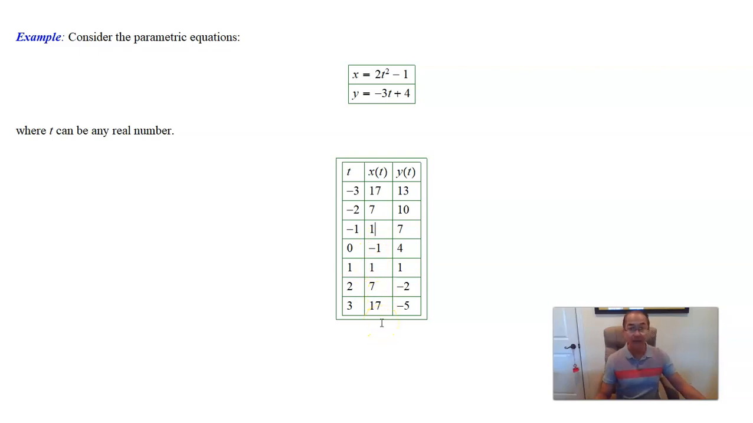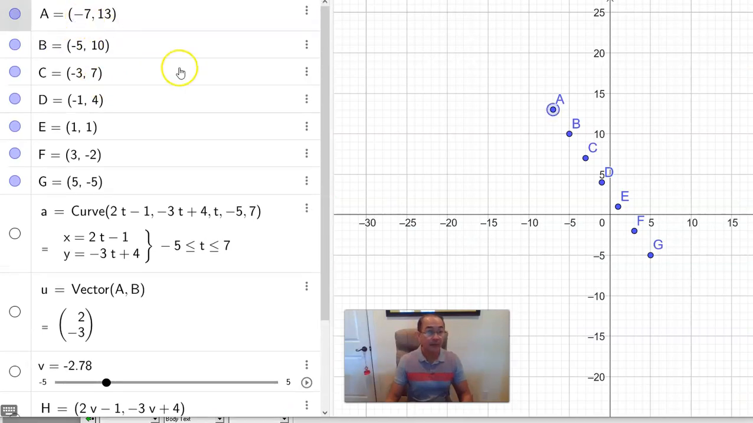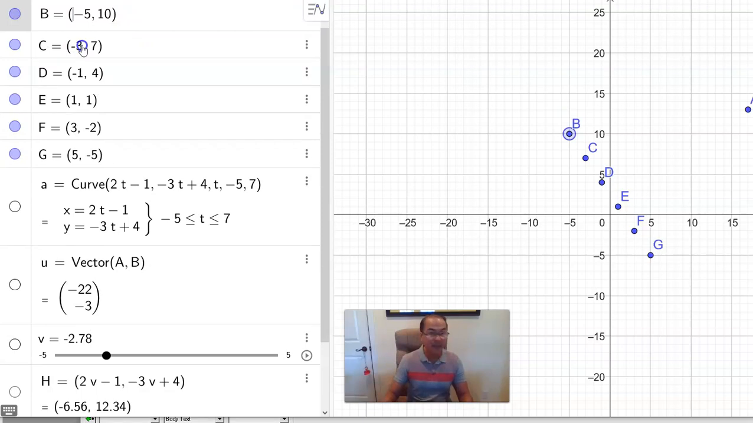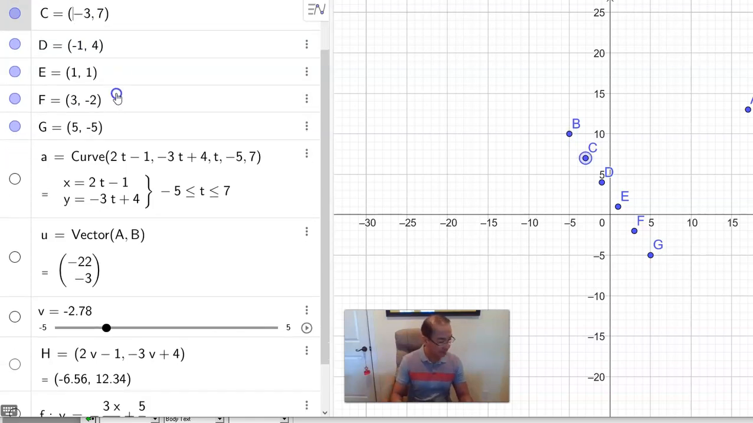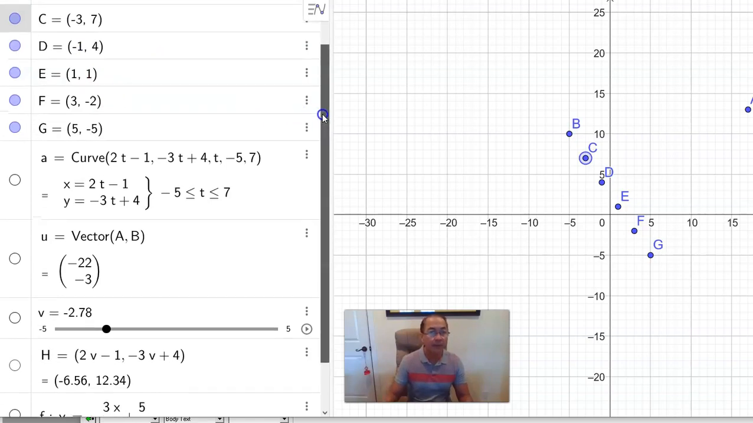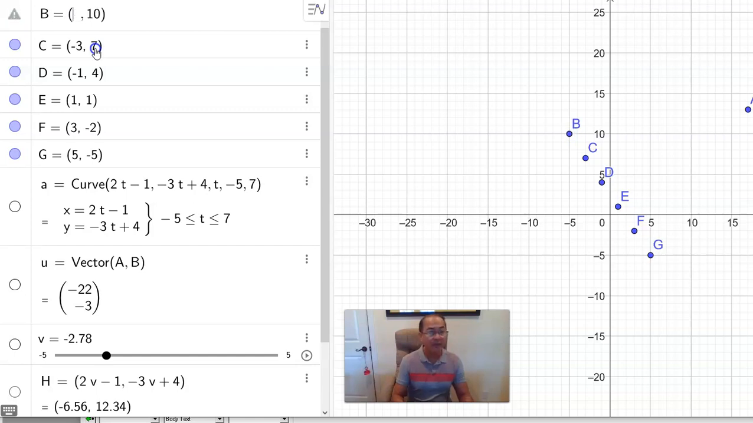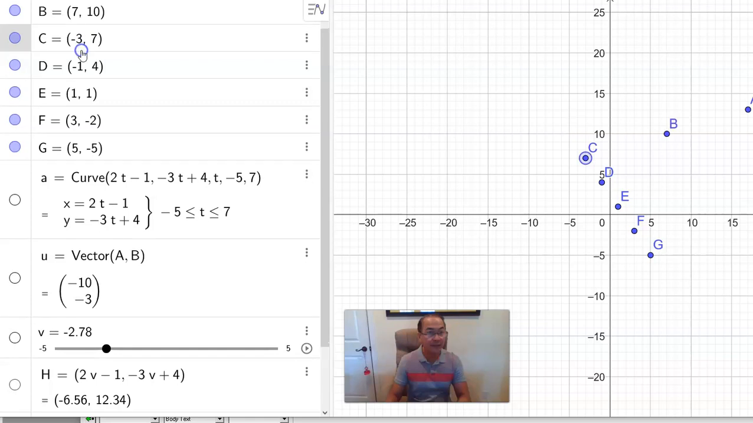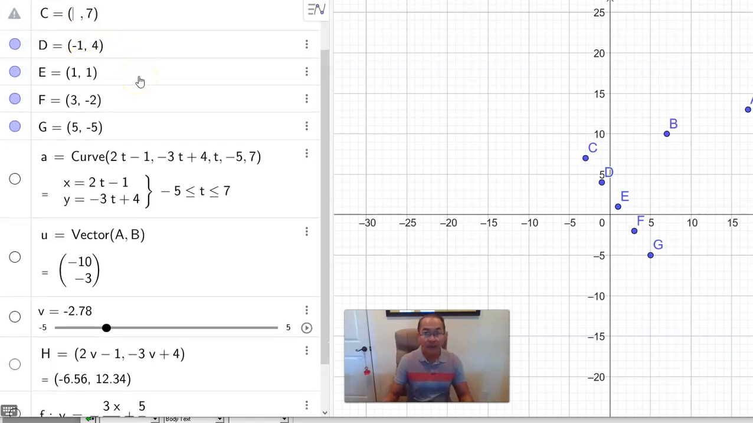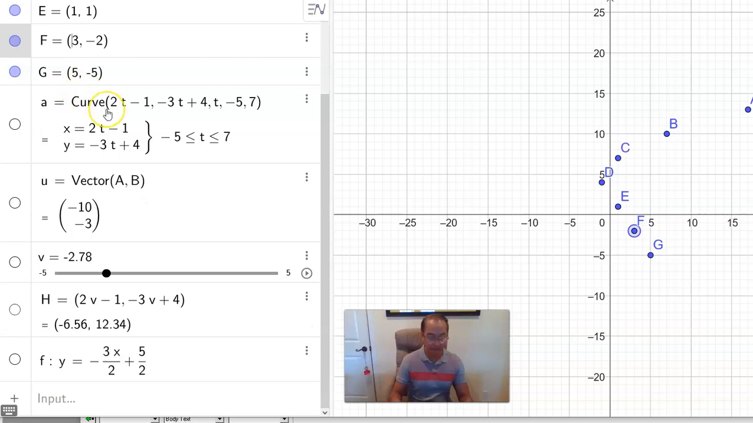And we will replot these points. All right, so this should now be 17, and this should now be 7. So 7, 7. Oh, I'm sorry, that's C. So where did the B go? There you go. Tried to fool me, didn't you? So that should now be 7, 10. And then we will get 1, 7. And then we will get minus 1, 4. Oh, still minus 1, 4. Still 1, 1. And then we will need 7 minus 2. And finally, 17 minus 5.